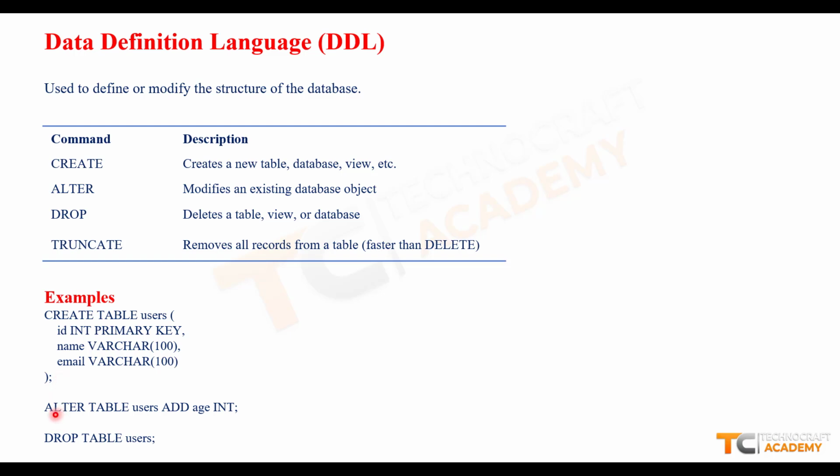The next example is alter table users. We are altering the table called users here, and adding a new column called age which has a data type of integer. Another example is for drop. We are going to drop a table called users, which means the table gets completely deleted from the database. So let's see an example for this.